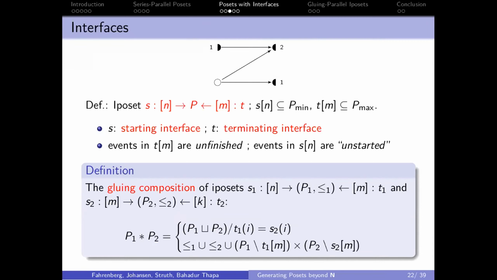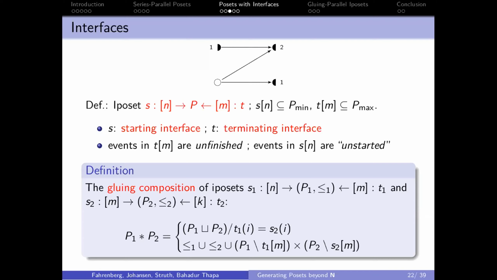So intuitively, we call the image of S the starting interface, and the image of T the terminating interface, because the idea is that things which are in the terminating interface are not terminated in the current poset, but are going on across gluing compositions. They might be terminated later, right? So events in the terminating interface are unfinished. Events in the starting interface are unstarted, which we also propose to from now on be a word. It's not in the dictionary.